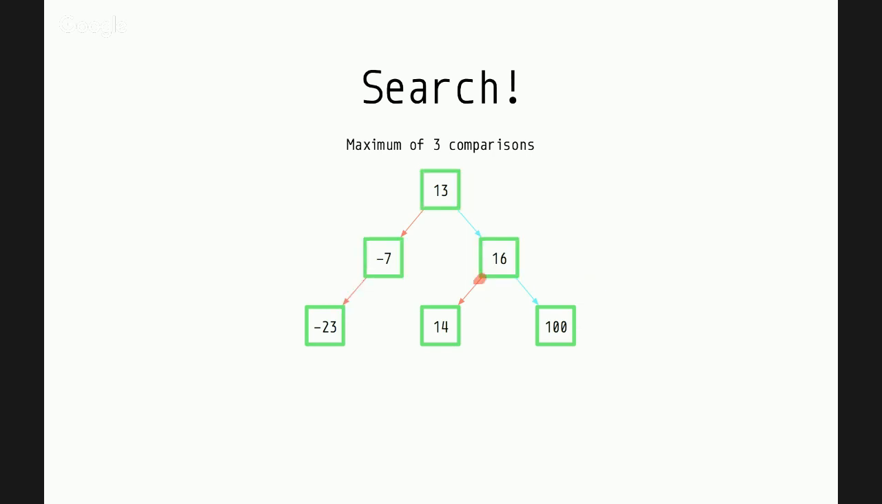We never have to go up the tree, because we can just follow the path that we would expect the value to be at if it were in the data set. And this is very important.